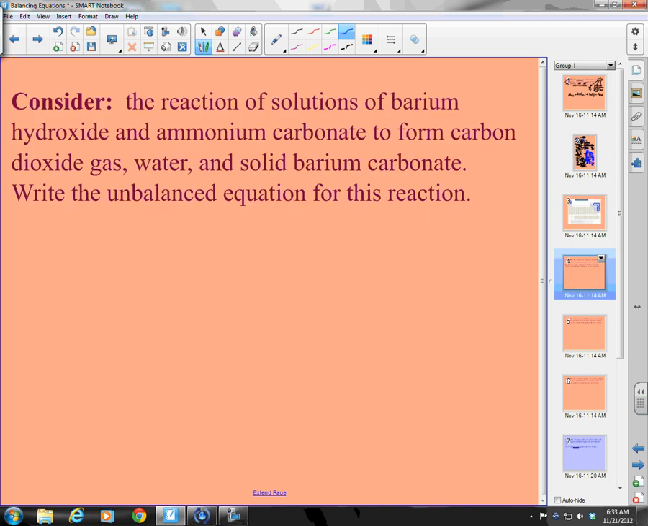You guys try this one. The reaction of solutions. Bring me back when you're ready. All right, here we go. The reaction of solutions. Aha, solutions, that means I have some aqueous stuff, barium hydroxide and ammonium carbonate to form... Hey, there's my yield. Carbon dioxide gas, water, and solid barium carbonate.